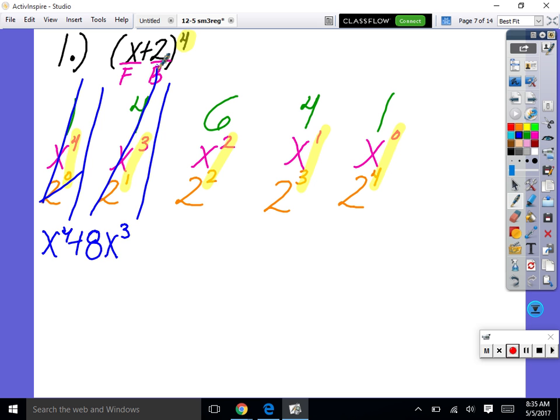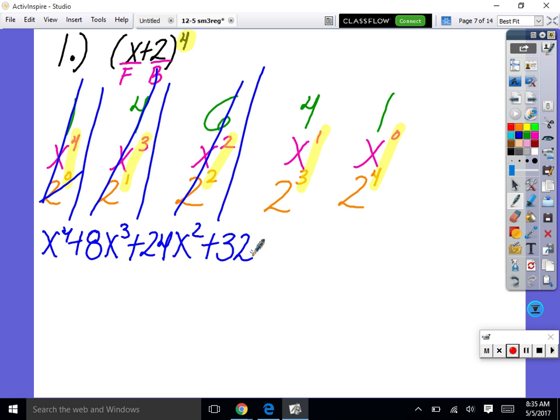We're just multiplying this out. So here we go: 6 times x squared times 2 to the second. I'm going to multiply the numbers. 6 times 2 to the second, well, isn't that 4? 4 times 6 is? So plus 24, and then we have our x squared. Okay, cool. We just found our third. 4 times 2 to the third. Well, 2 to the third is 8. 8 times 4 is? Plus 32, and then we have our x to the first.